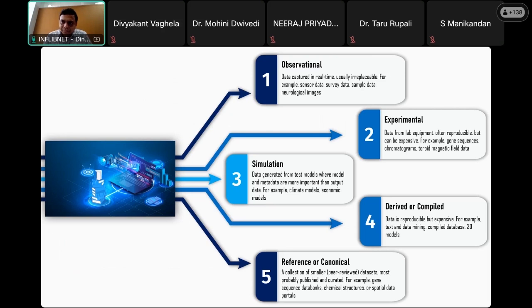And there is the reference or canonical data, which is most probably the published and curated data. For example, sequence data banks, chemical structures, or any geospatial data portal. Those are categorized as reference and canonical data.